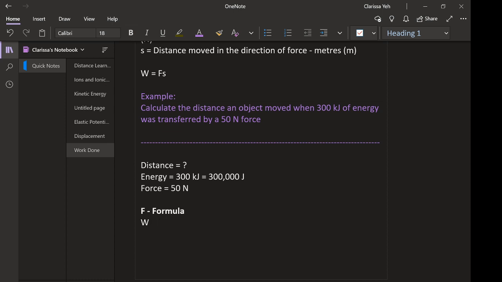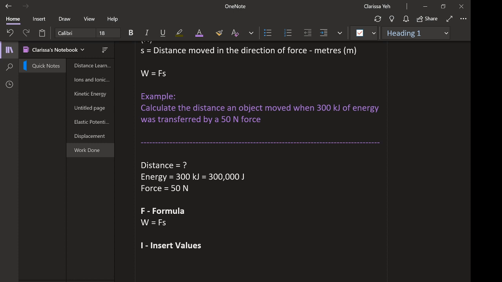Remember, at this stage, I'm not going to be too fussed if you use D, but I have to stick to what is convention in physics, meaning the proper way of doing it. The proper way is writing it as S, but I completely understand if you think I have no idea why S is being used for distance. So my formula is being stated.